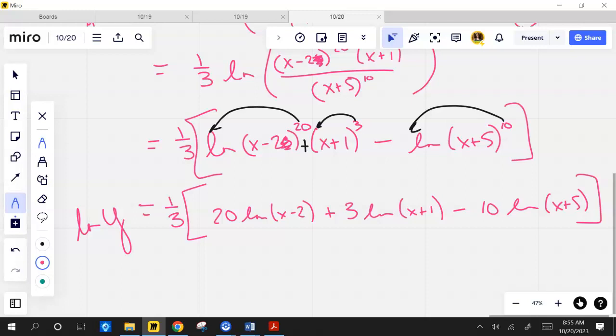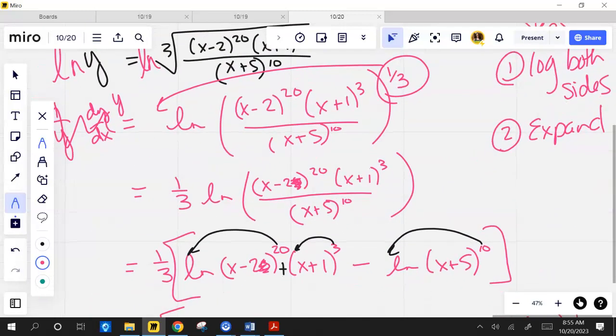No, because we're not taking a derivative yet. All we did was just expand it. So we've done no calculus yet. We're fixing to do that. Now take the derivative of both sides. So step 3. Derive.